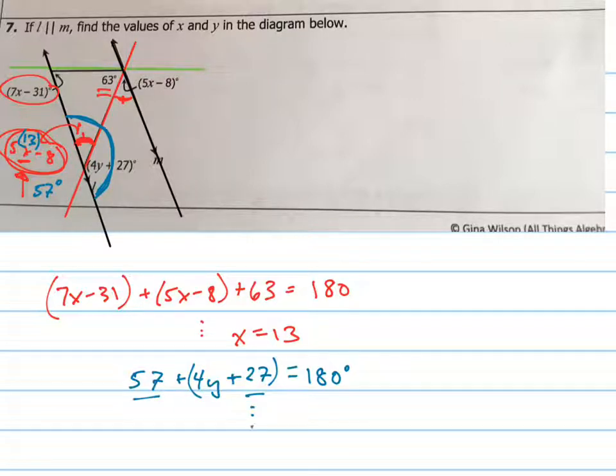I'll leave that to you also, which means y equals 24, and there we go. X is 13, y is 24. You could check it if you wanted by plugging them in and making sure you don't have any issues with anything, but you shouldn't have any issues.